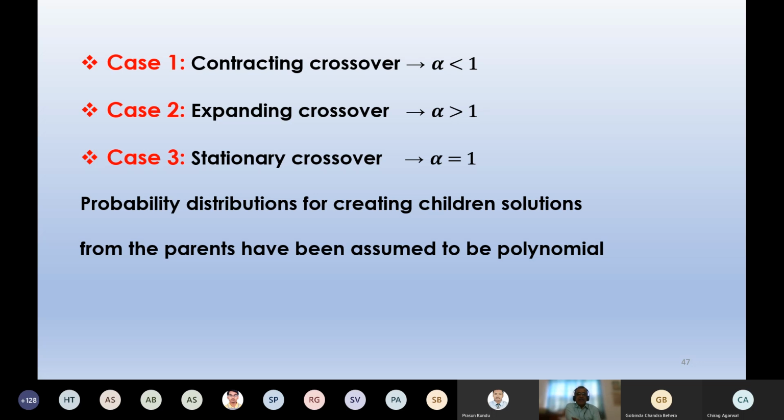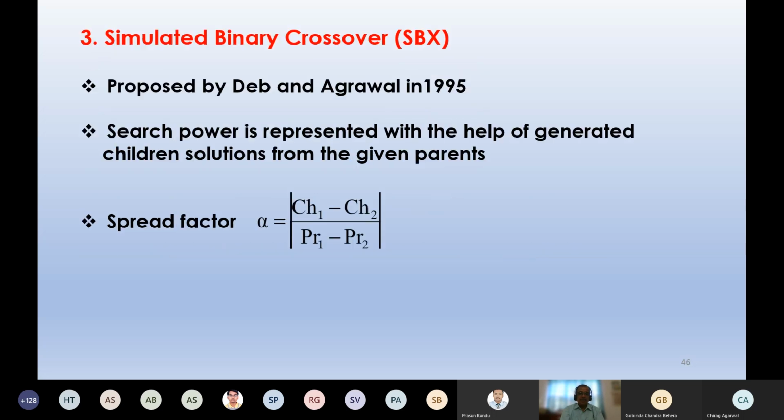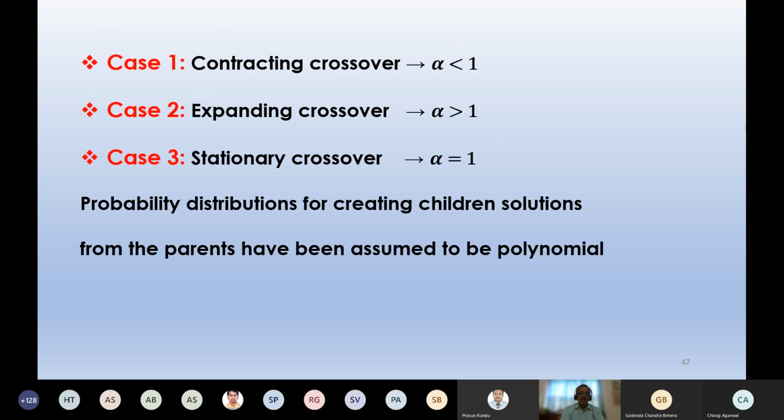Case 1, for alpha less than 1. Now alpha less than 1, what do you mean by that? It means that the difference between the two children is less than the difference between the two parents, and consequently this alpha is less than 1. If alpha is less than 1, that is known as the contracting crossover. I'll be discussing in much more detail the concept of this contracting crossover.